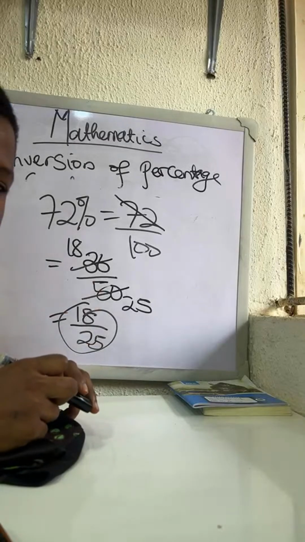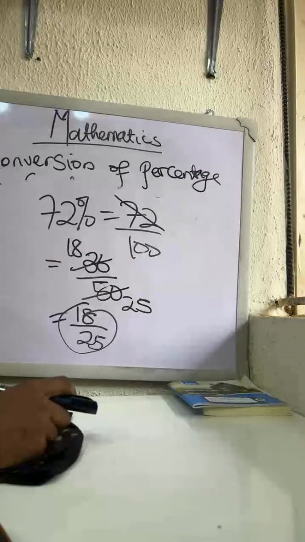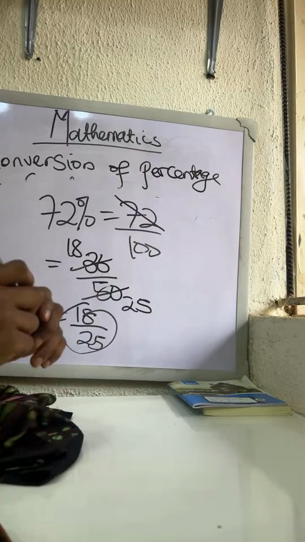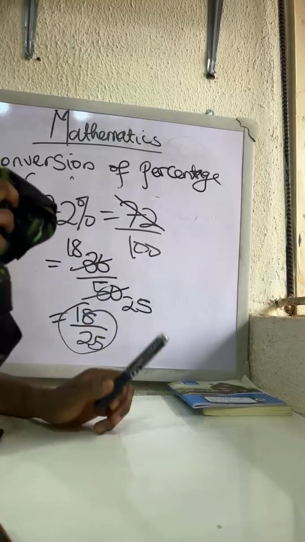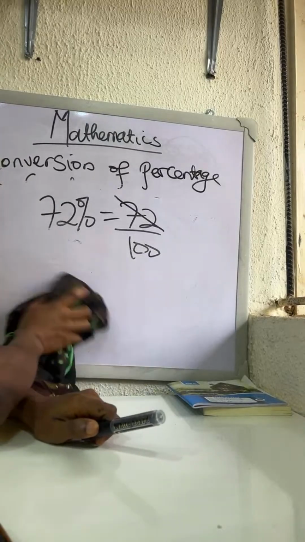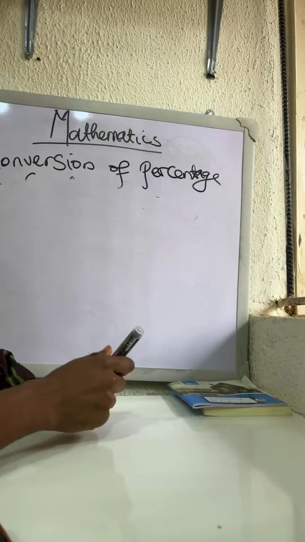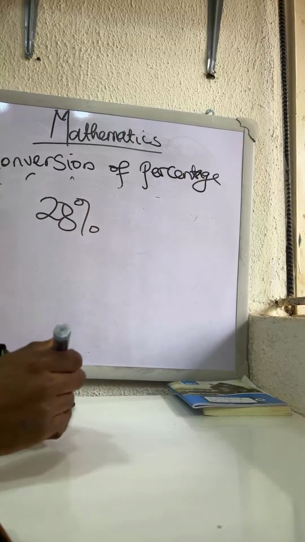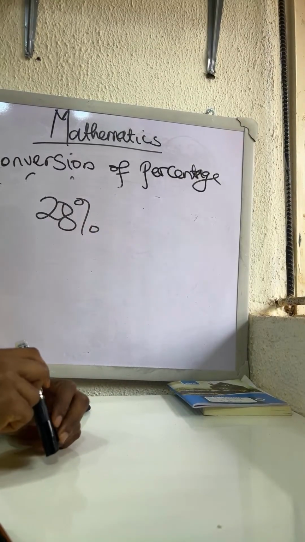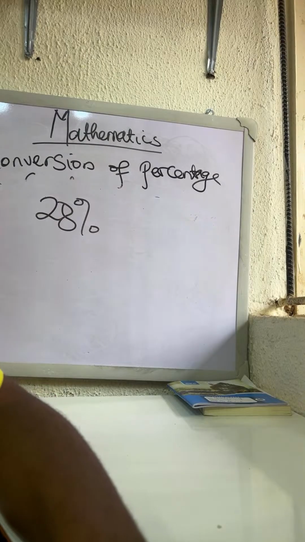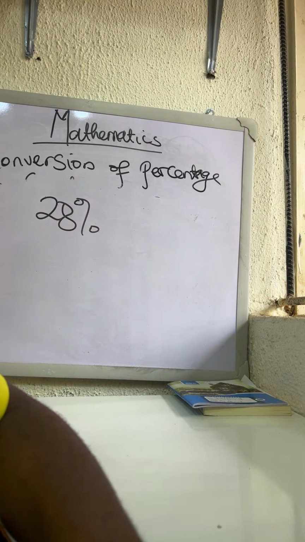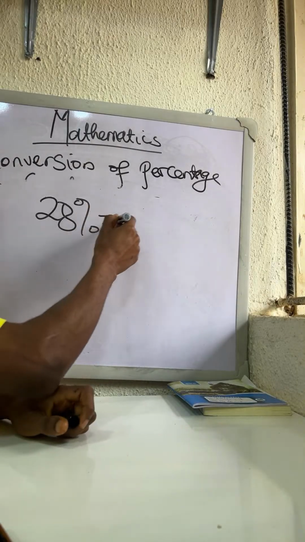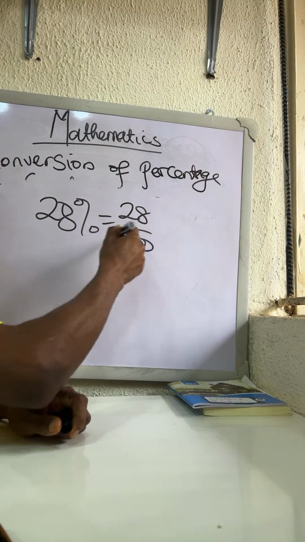Okay, so the next one we'll look at is simple. 28%. So 28% is what? 28 over 100. Yes. Rahul, thank you so much for always answering. I really appreciate it. Like, live and share, please. So you have it as 28 over 100, okay?